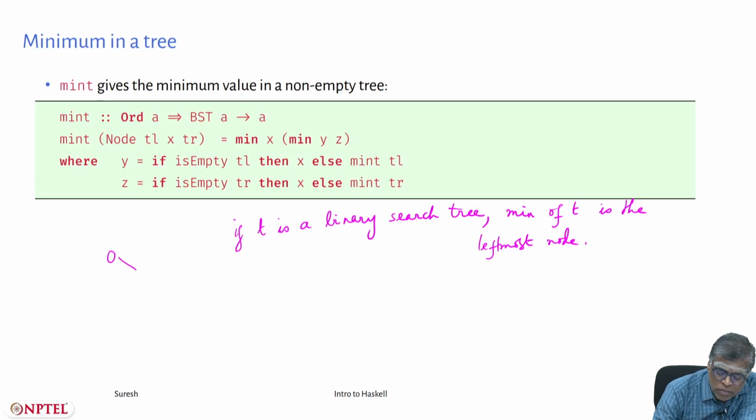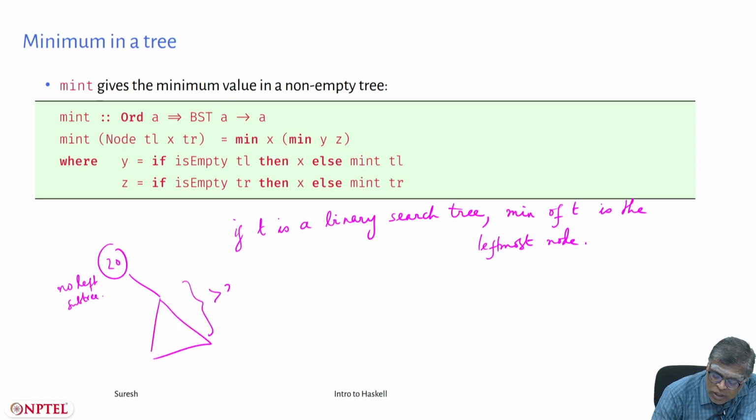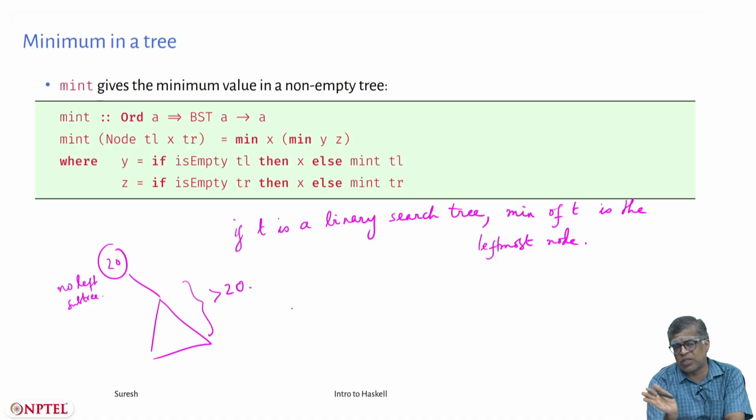0 and then let's say 20. Left subtree is nil, no left subtree. And I have some tree here, but I know that everything here is greater than 20. So the minimum value is at the root. The root is also the leftmost node, if you will, because everything else is in the right subtree.